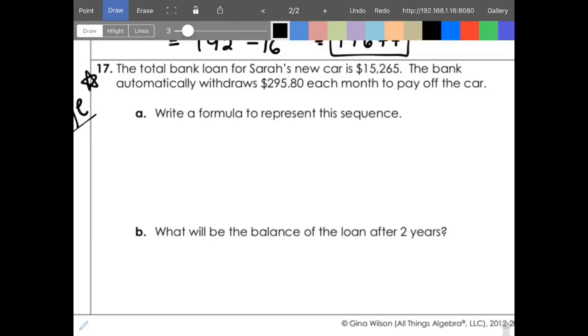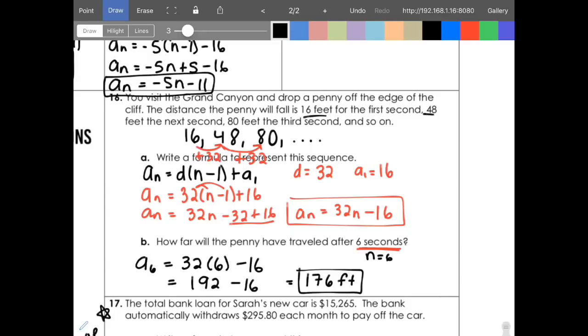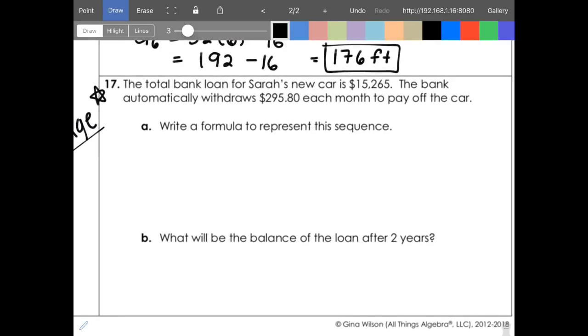So it says write a formula to represent this sequence. So this is more difficult. Up here it gave us the sequence, right? It said 16 and then 48 and then 80, but here it doesn't tell us that. So we just have to think, okay, the total bank loan for Sarah's new car is this much, right? $15,265. Remember a sub 1, how we have to find that first? A sub 1 is the first month.